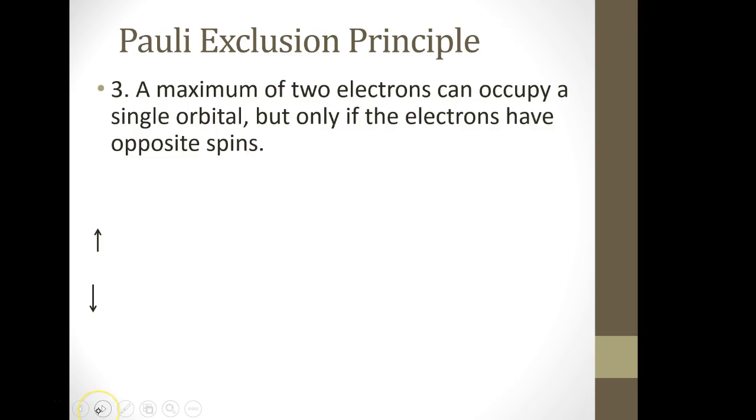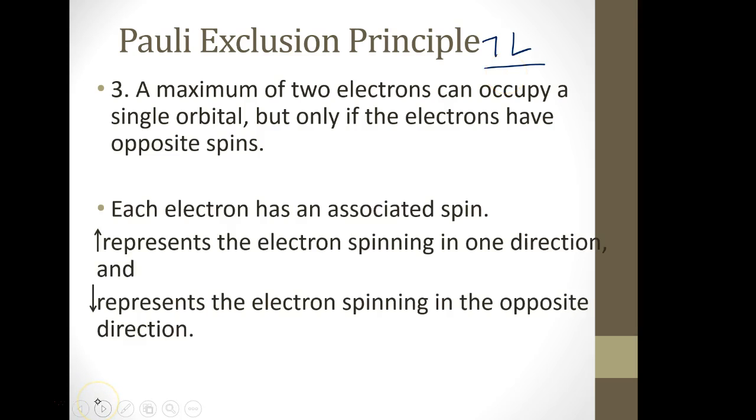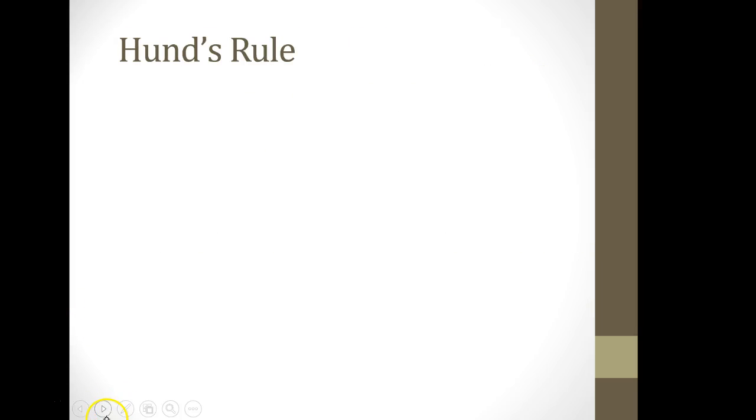The first rule you have to deal with is something called the Pauli exclusion principle. It says that a maximum of 2 electrons can occupy a single orbital, but only if they have opposite spins. So when you have one line, one goes up, one goes down. That's the rule. Each electron has an associated spin. The real Pauli exclusion principle says no 2 electrons can have the same 4 quantum numbers. So one has this spin quantum number and the other one has the opposite direction. That's his rule.